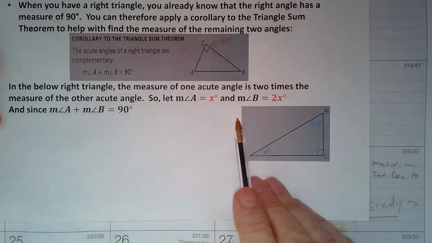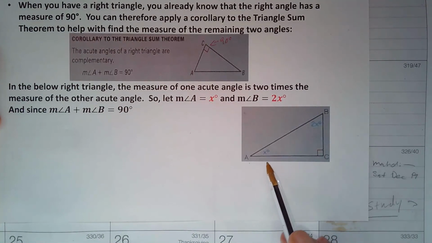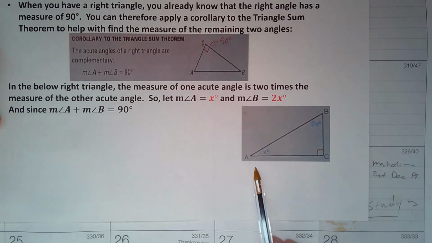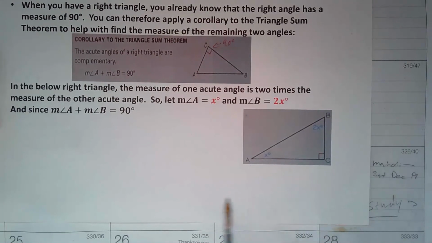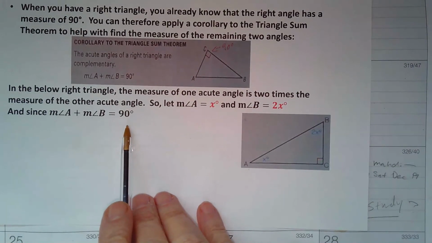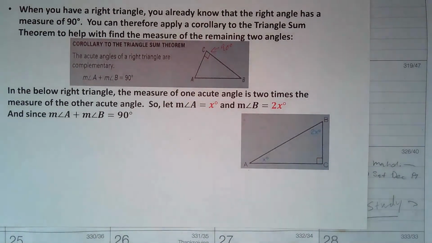So in the below right triangle, the measure of one acute angle here is 2 times the measure of the other acute angle. So what I did was I let the measure of angle A equal x degrees and the measure of angle B equal 2x degrees. And we know that those two angles equal 90 degrees. So since we know that, we can go ahead and write this out.